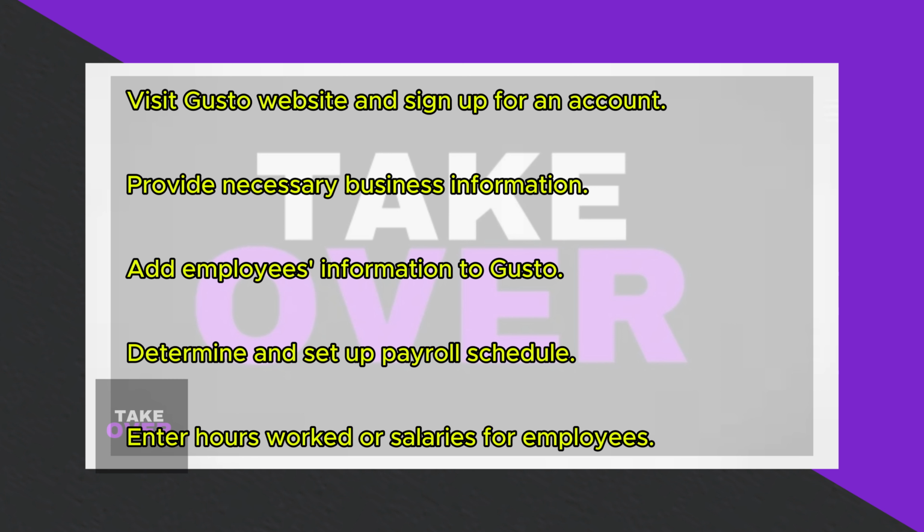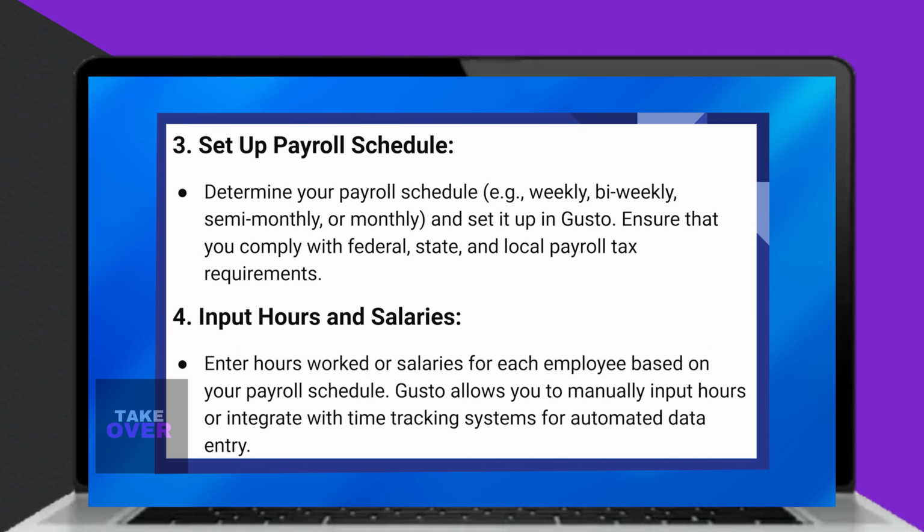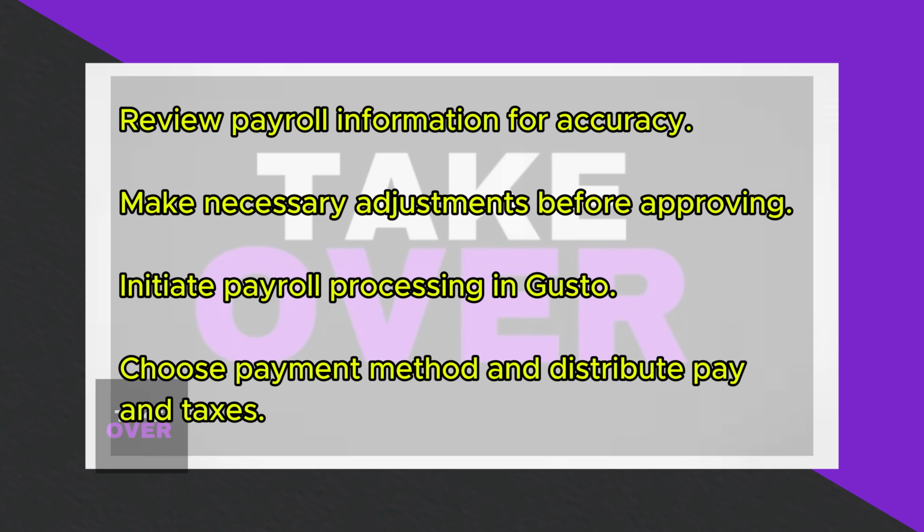Add your employees' information to Gusto, including their full names, addresses, social security numbers, tax withholding details, and payment preferences. Determine your payroll schedule and set it up in Gusto, ensuring compliance with federal, state, and local payroll tax requirements.